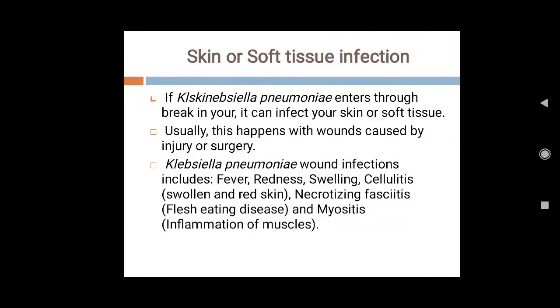Skin or soft tissue infection. If Klebsiella pneumoniae enters through a break in the skin, it can infect your skin or soft tissue. Usually this happens with wounds caused by injury or surgery. Klebsiella pneumoniae wound infection includes fever, redness, swelling, cellulitis, swollen and red skin, necrotizing fasciitis, flesh-eating disease, and myositis, inflammation of muscles.